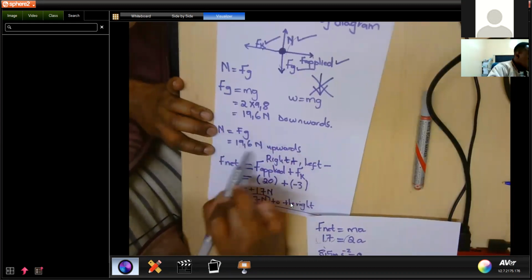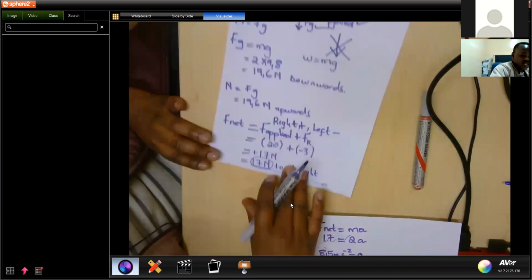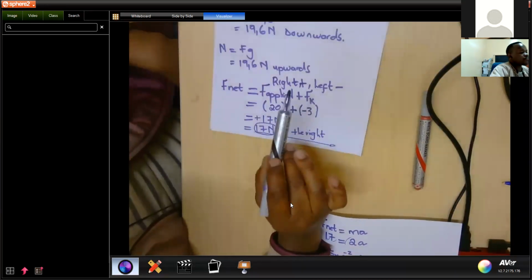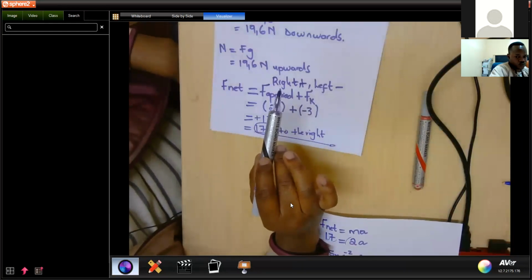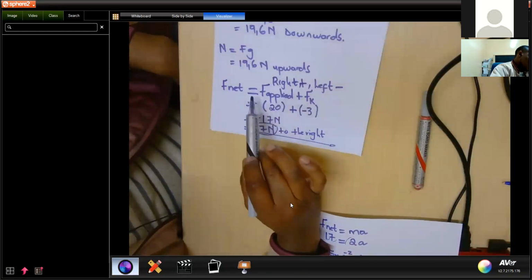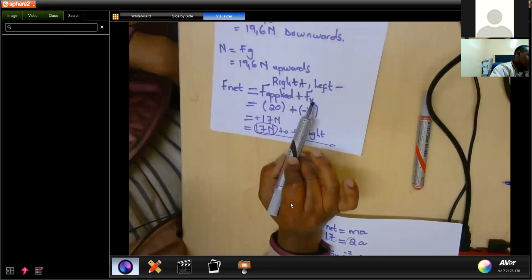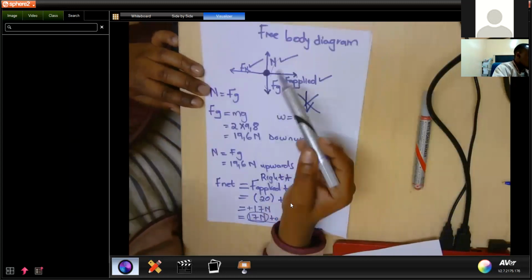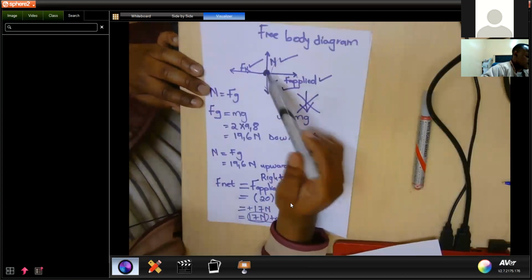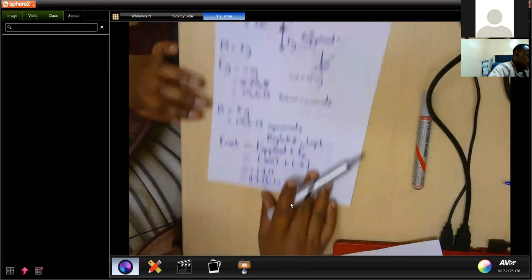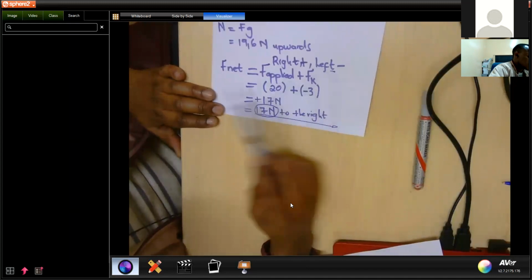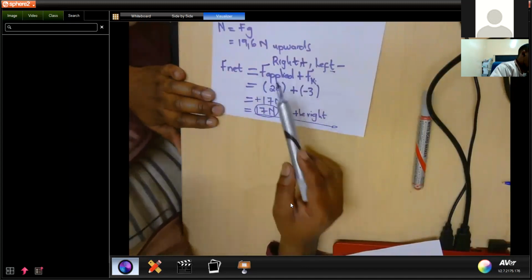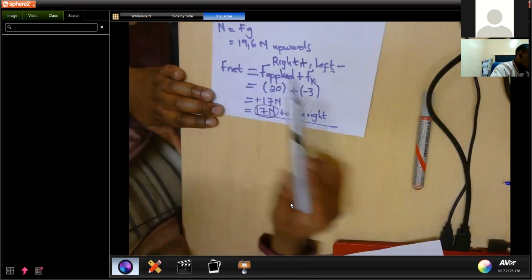Then again, to calculate the net force that is acting on an object, what you need to do is to say F net is equal to F applied plus Fk. And we do not include these vertical forces because vertically we have a net force of 0. Then we take direction into consideration. F applied plus Fk is the value of the net force.